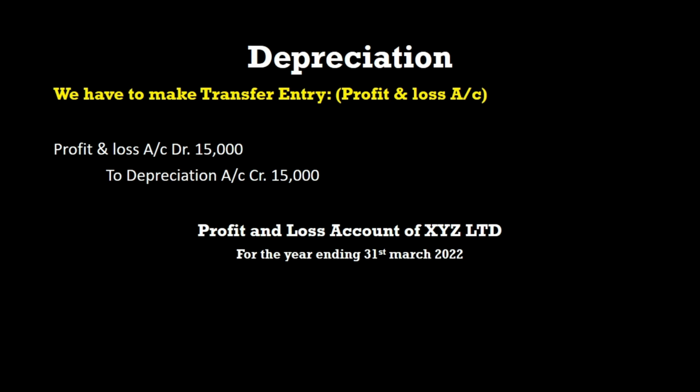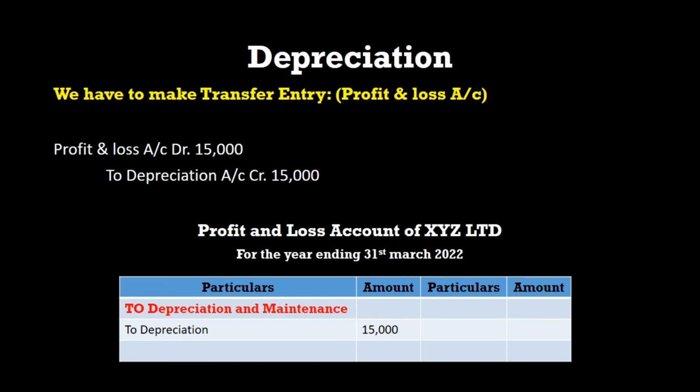After the entry we make the profit and loss account. This is the format: under depreciation and maintenance it will go to the depreciation account, whatever amount, 15,000. The same thing we will see in the next class, how we transfer the same amount to the balance sheet.